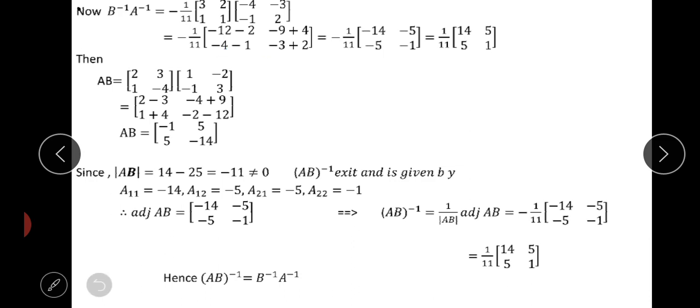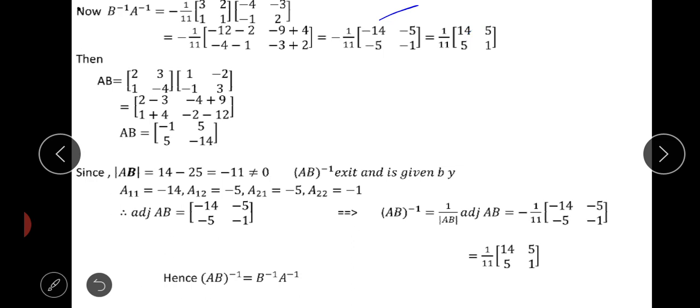Then if you add this, what will we get? Minus 1 by 11 as it is, minus 12 minus 2 is minus 14, minus 9 plus 4 is minus 5, minus 4 minus 1 is minus 5, minus 3 plus 2 is minus 1. Then you have to multiply this negative sign into the whole bracket and keep 1 by 11 as it is. Then what will we get? Minus into minus is plus, in every entry. Yes, then this is B inverse into A inverse.